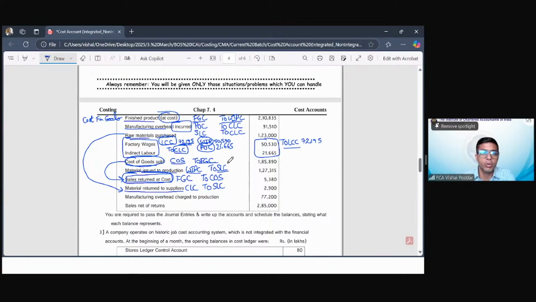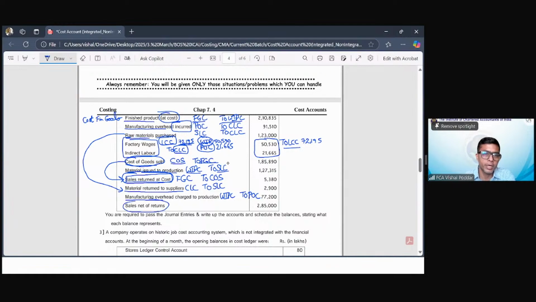Now I'm charging the overheads. So manufacturing overheads I have to charge. Where will manufacturing overheads be charged? It will be charged to factory. So factory is my WIPC, debit, and I'm charging factory overheads, manufacturing overheads. So POC is credit.